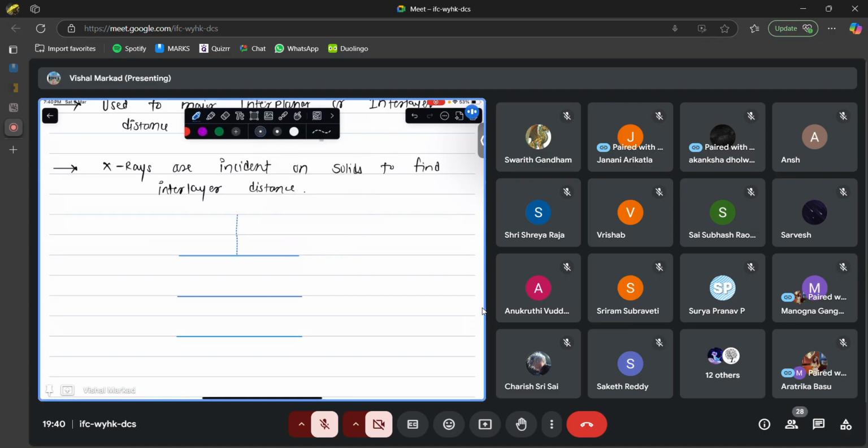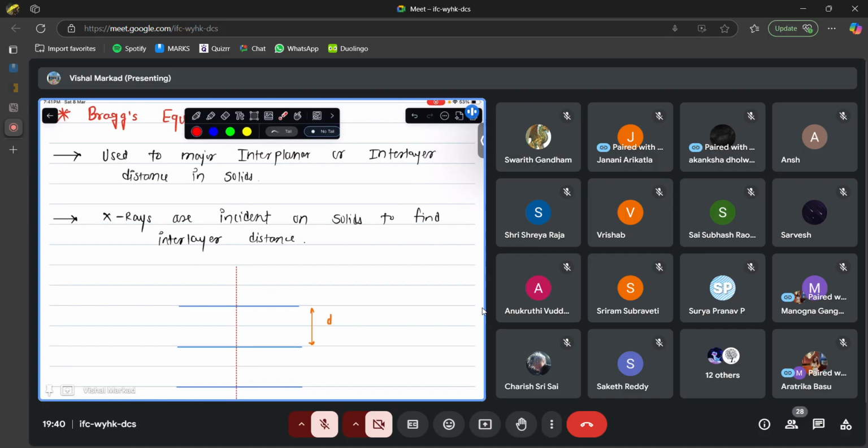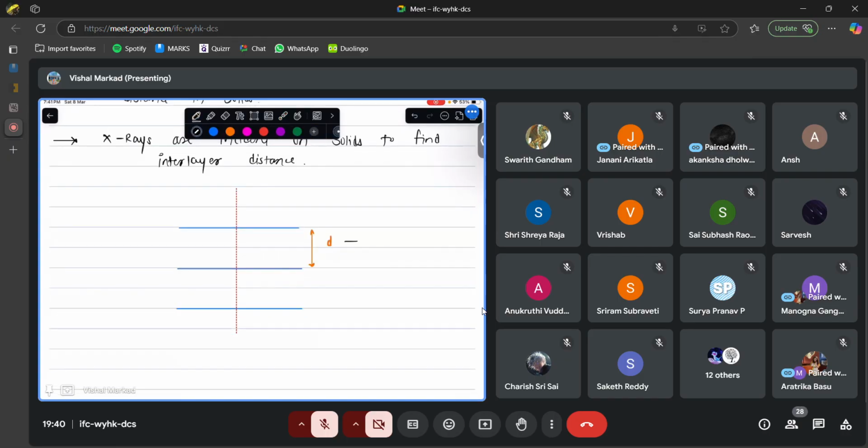I am putting one line at the center. Now let's suppose X-rays are being inserted on this solid. This gap is the distance between two layers, and that gap is D. Our aim, and the use of Bragg's equation, is to find this D value. D stands for interlayer distance.